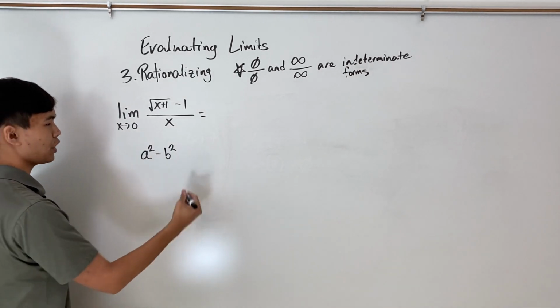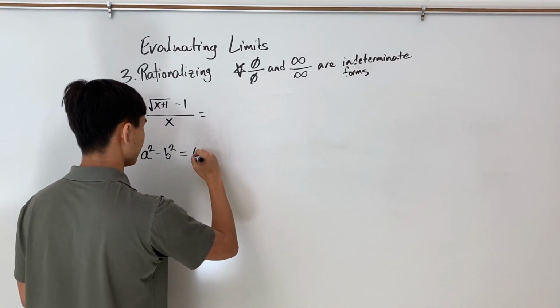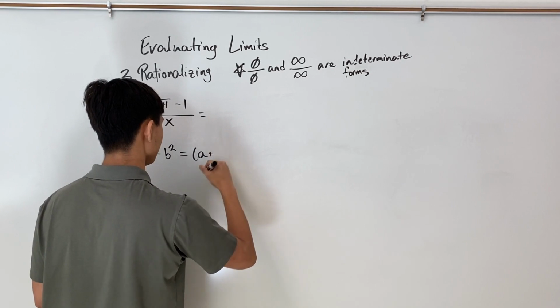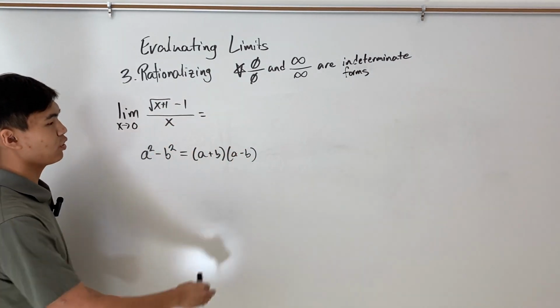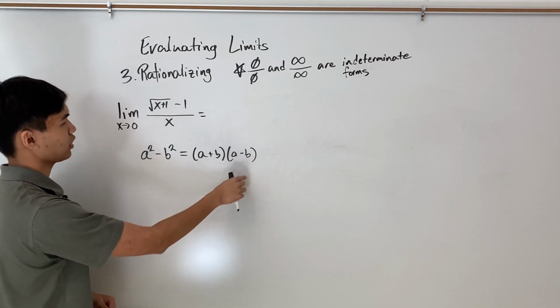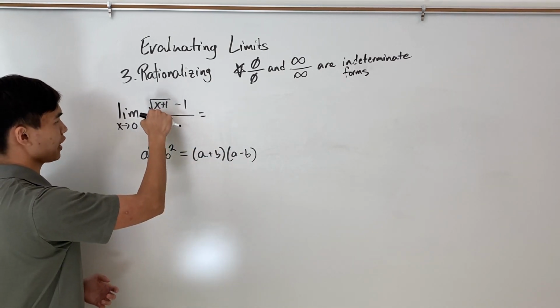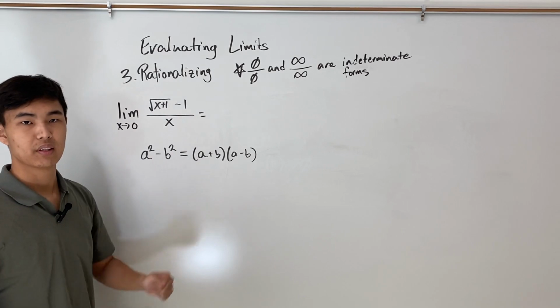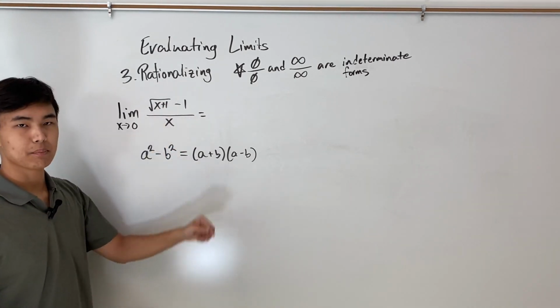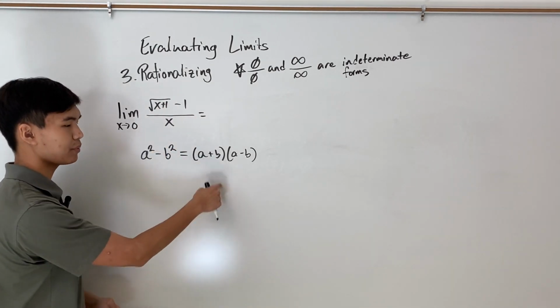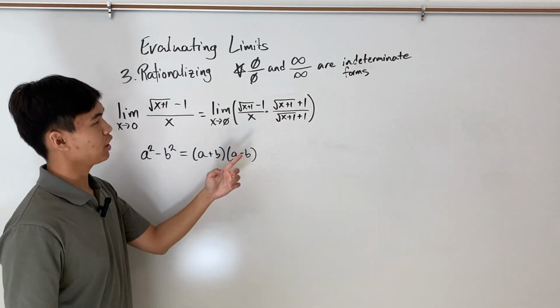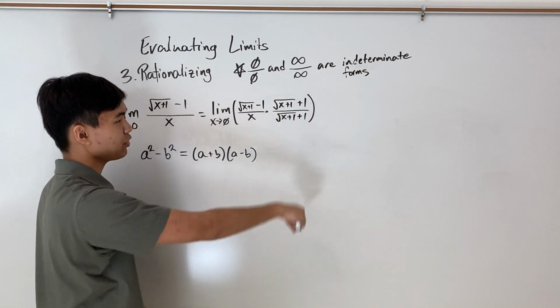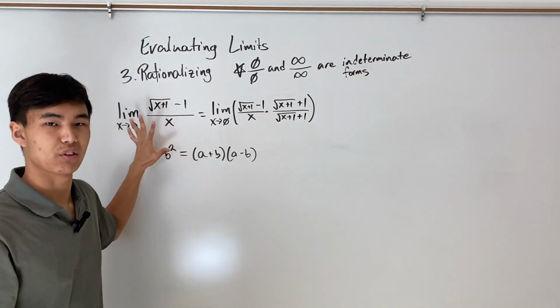Remember this difference of squares formula, a squared minus b squared breaks down into a plus b and a minus b. So if you look in the top here, we already have a minus b going on if we let a equal square root of x plus 1 and let b equal 1. So we're going to try multiplying the top and bottom by the conjugate, or a plus b over a plus b, and see what we get. Like so. And notice that I haven't actually changed the limit, because if I don't do anything, these will cancel because they're 1 over 1, and we'll have our original limit.